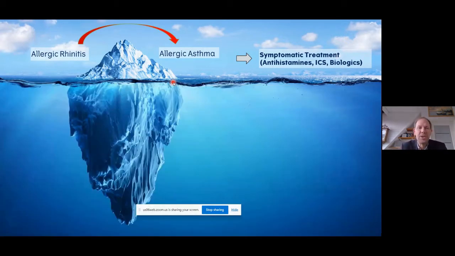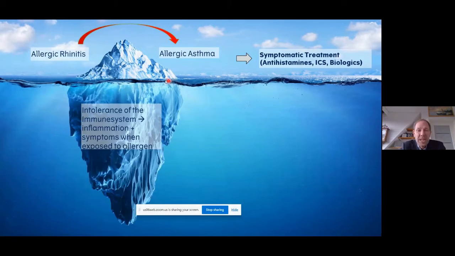But what is the cause of the disease? The cause of the disease is an intolerance of the immune system. This means our immune system does not tolerate the house dust mites to which we are exposed every day. And the immune system reacts with an inflammation when we are exposed to the allergen. So what should be the optimal treatment for these patients? We should make the immune system tolerant so that an exposure to the house dust mite does not lead to this inflammation anymore. And how can we induce this tolerance in the immune system?